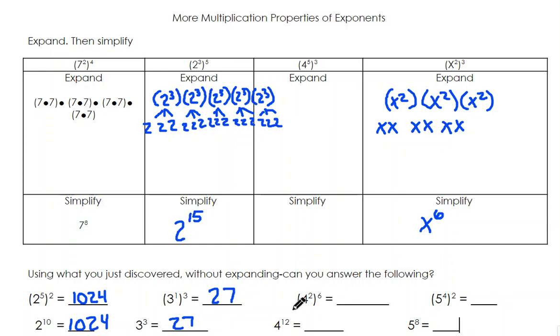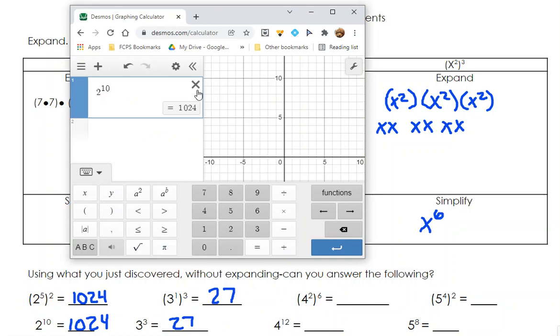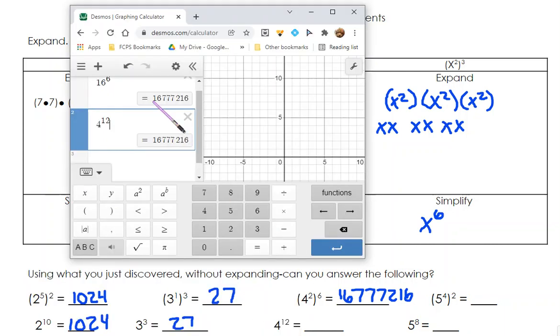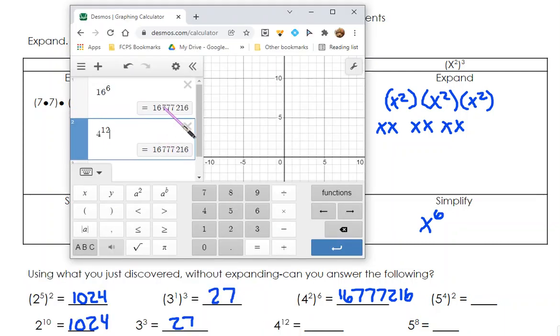4 squared is 16. 16 to the 6th power. Let's try that one. I don't know. I can't do that in my head. That's a big number. 16 to the 6th power gives me a huge number. 16777216. So I did 16 to the 6th power, and I got this big long number. What is that?